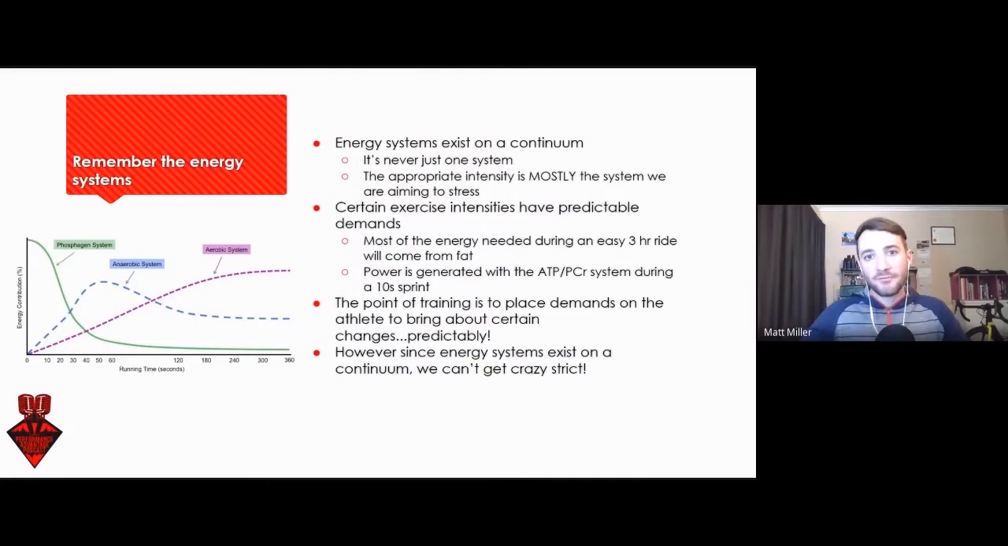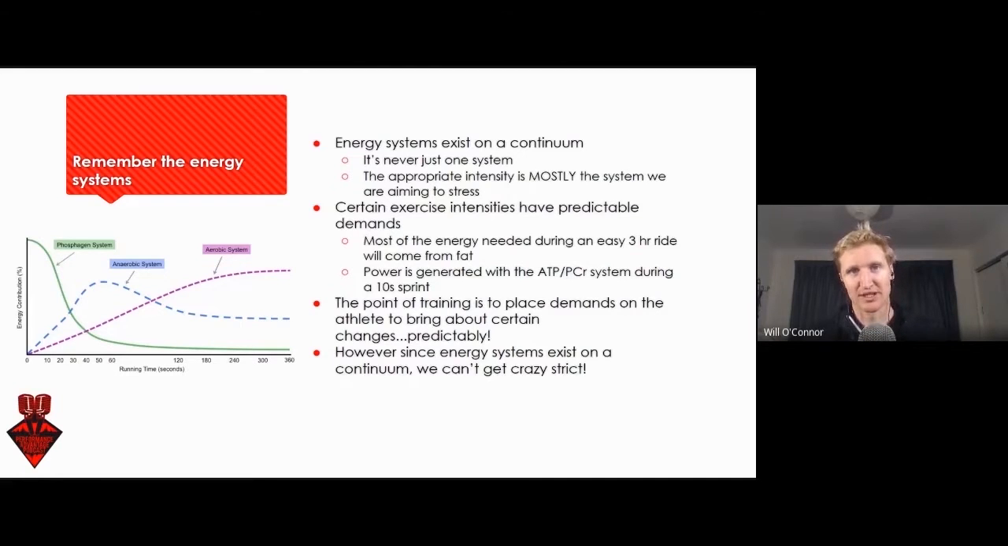So just as a refresher, we need to talk about energy systems, because that's pretty much what training zones are representing. So Will, do you want to give us a quick overview of what you talked about with energy systems? Yeah, so we've got the phosphagen system, the anaerobic energy system, and the aerobic system. And they all have their time thresholds, I guess, to use that word threshold again.